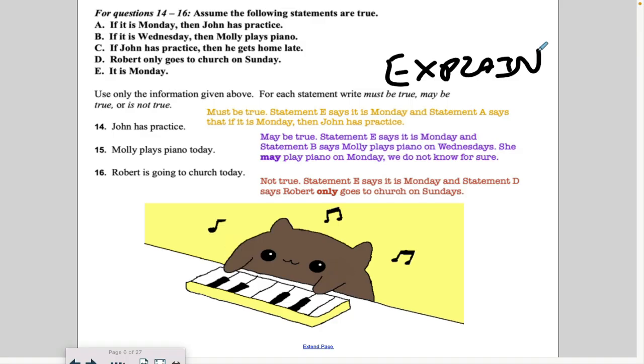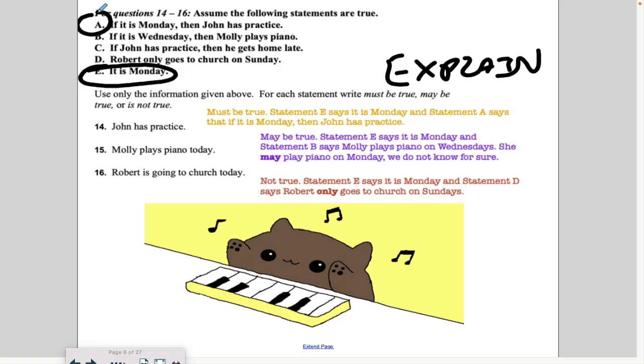Grace? Because statement A states that on Monday you have practice. And it also states? That it is Monday. You have to couple these statements together. E and A. E says it is Monday, and A says if it's Monday, John has practice. No ifs, ands, or buts. That is your explanation. Those statements go together.